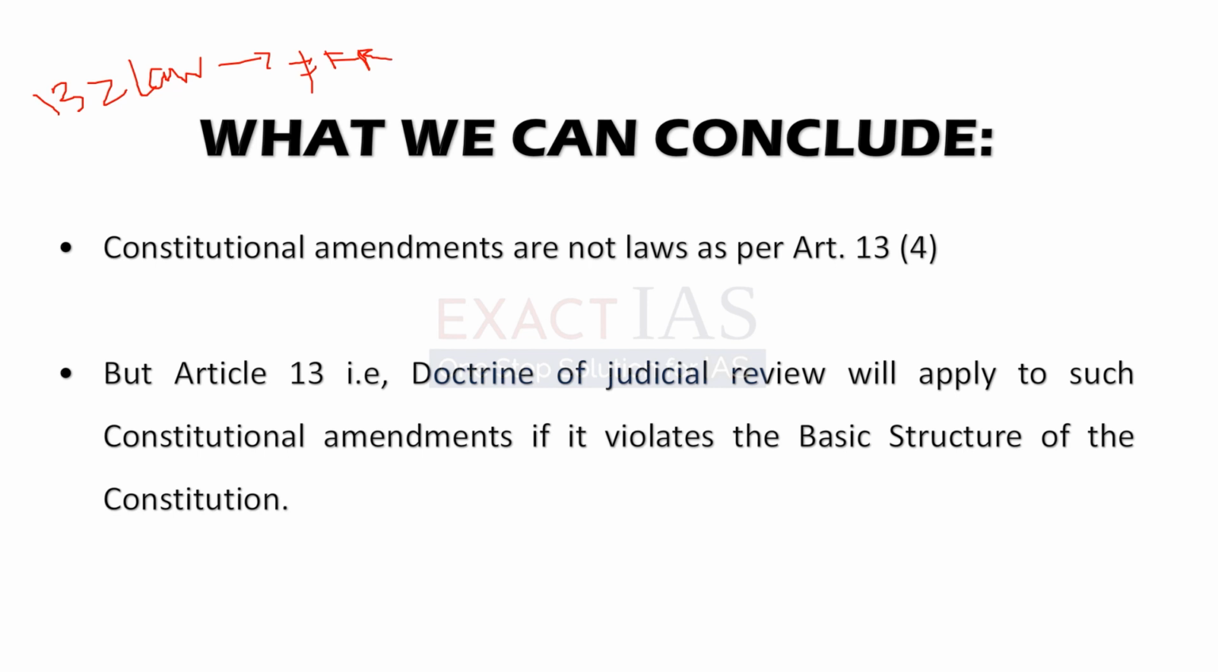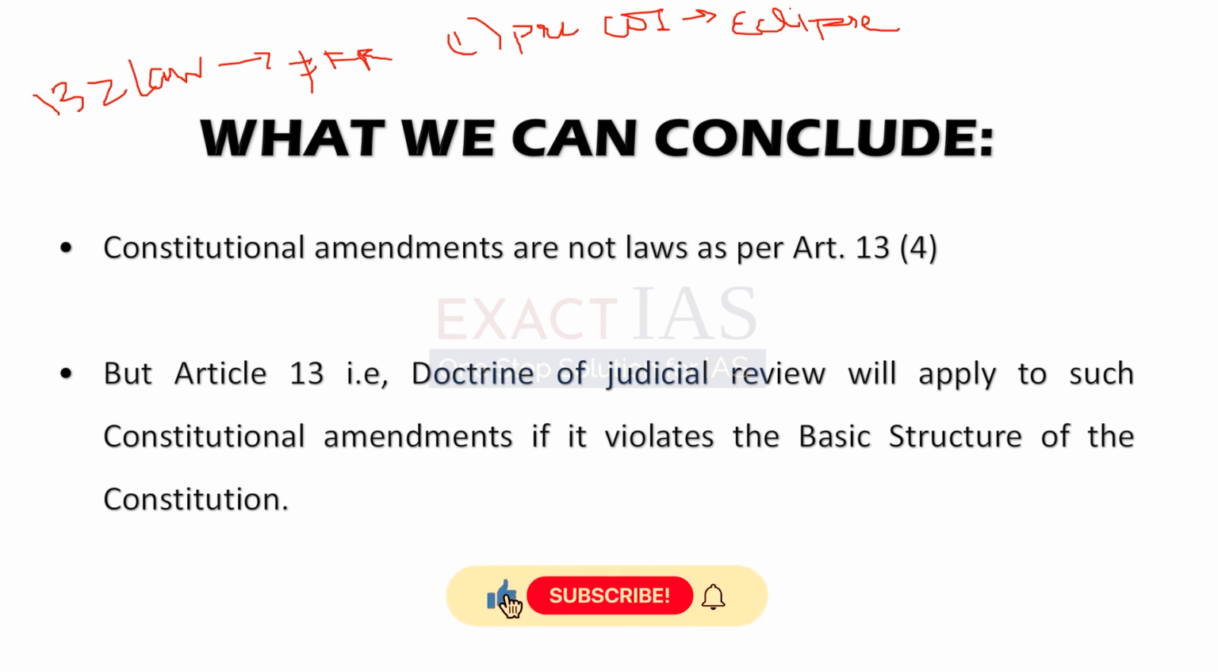So 13 clause 1 says that whatever pre-constitutional laws, that is laws that were made before the constitution, whichever pre-constitutional laws are inconsistent with the part 3 of the constitution shall be eclipsed. If you remember doctrine of eclipse, yani that law for the time being will be overshadowed until and unless an amendment is brought to amend either the law or the fundamental rights, and the law becomes consistent with the fundamental right, or rather the part 3 of the constitution.